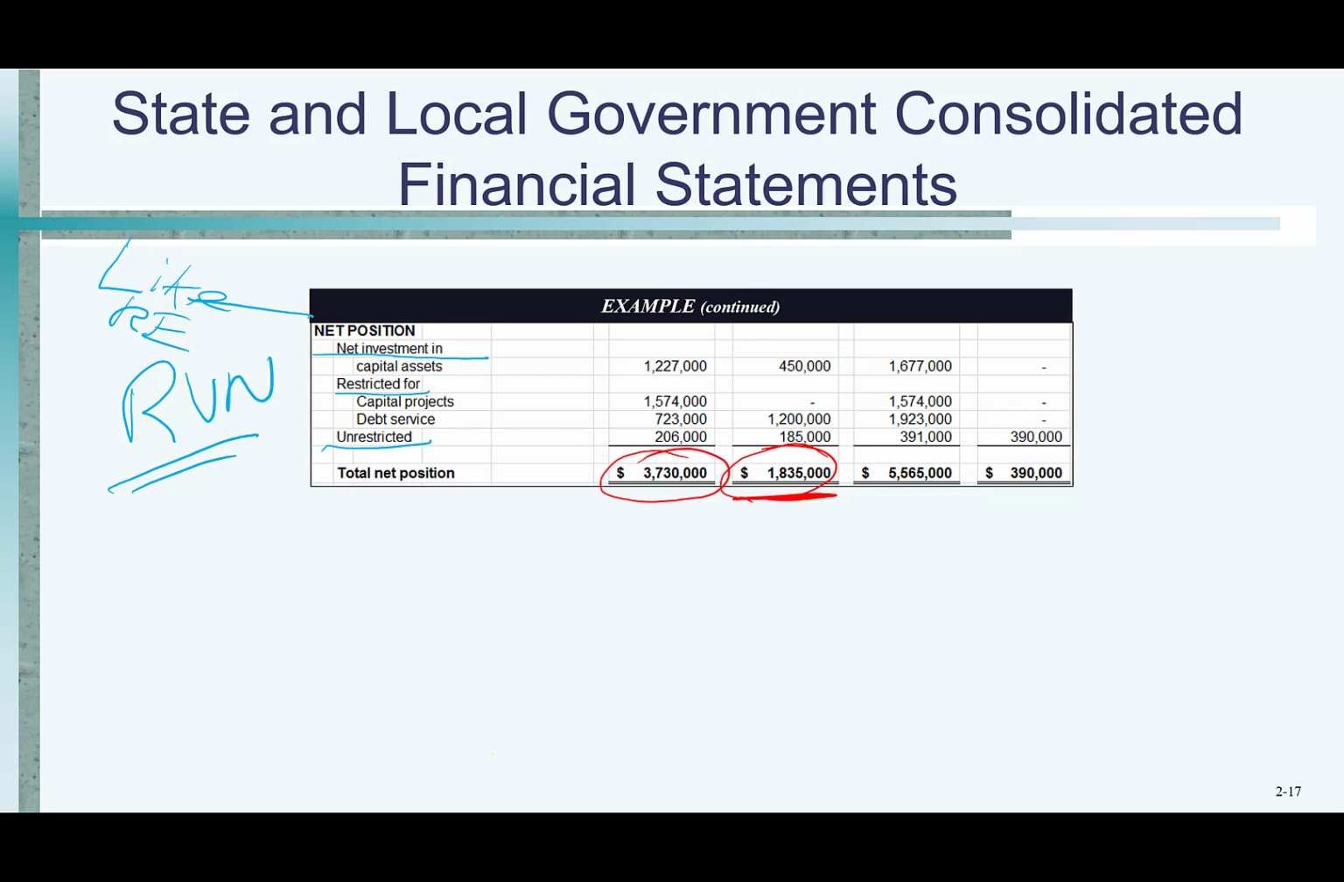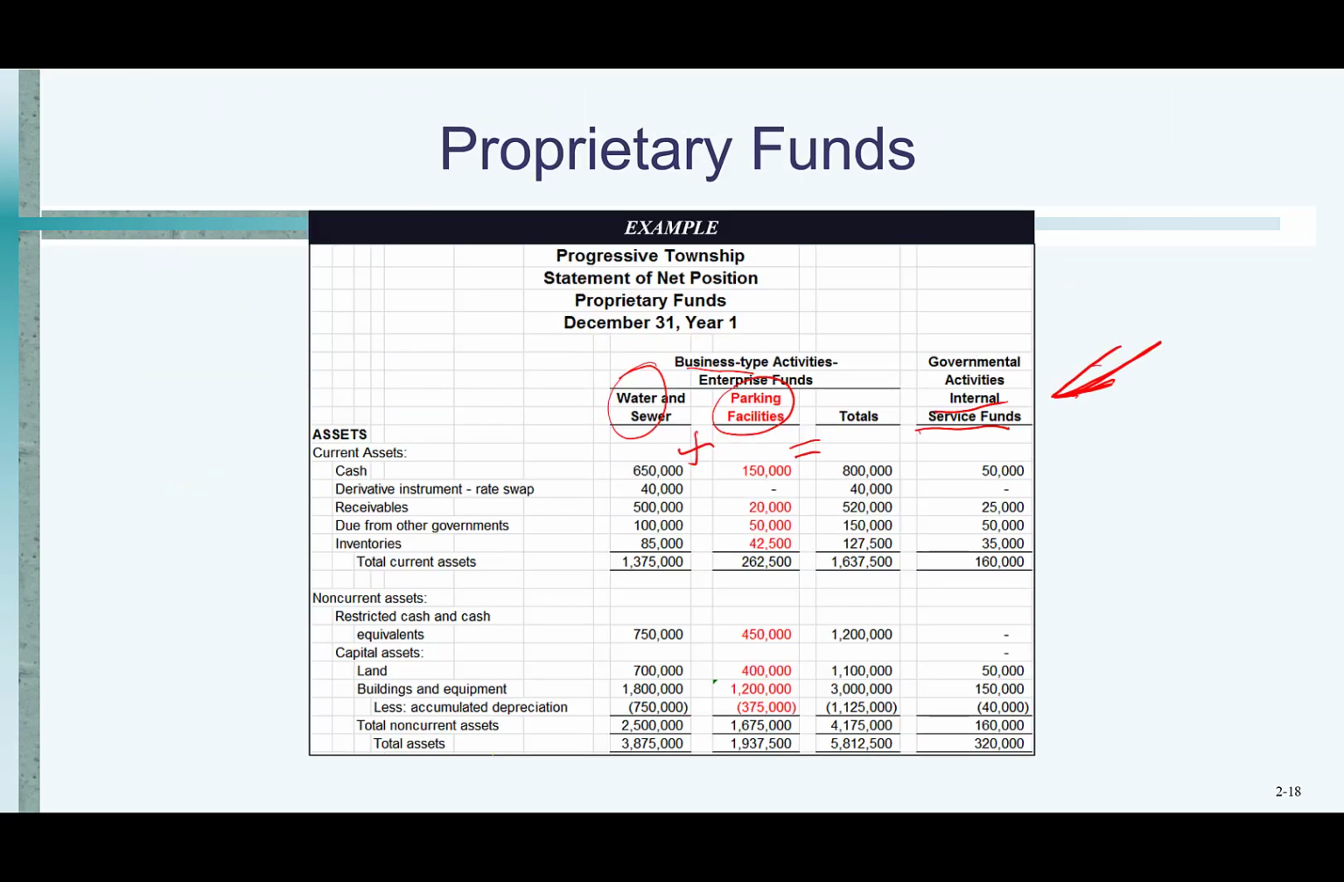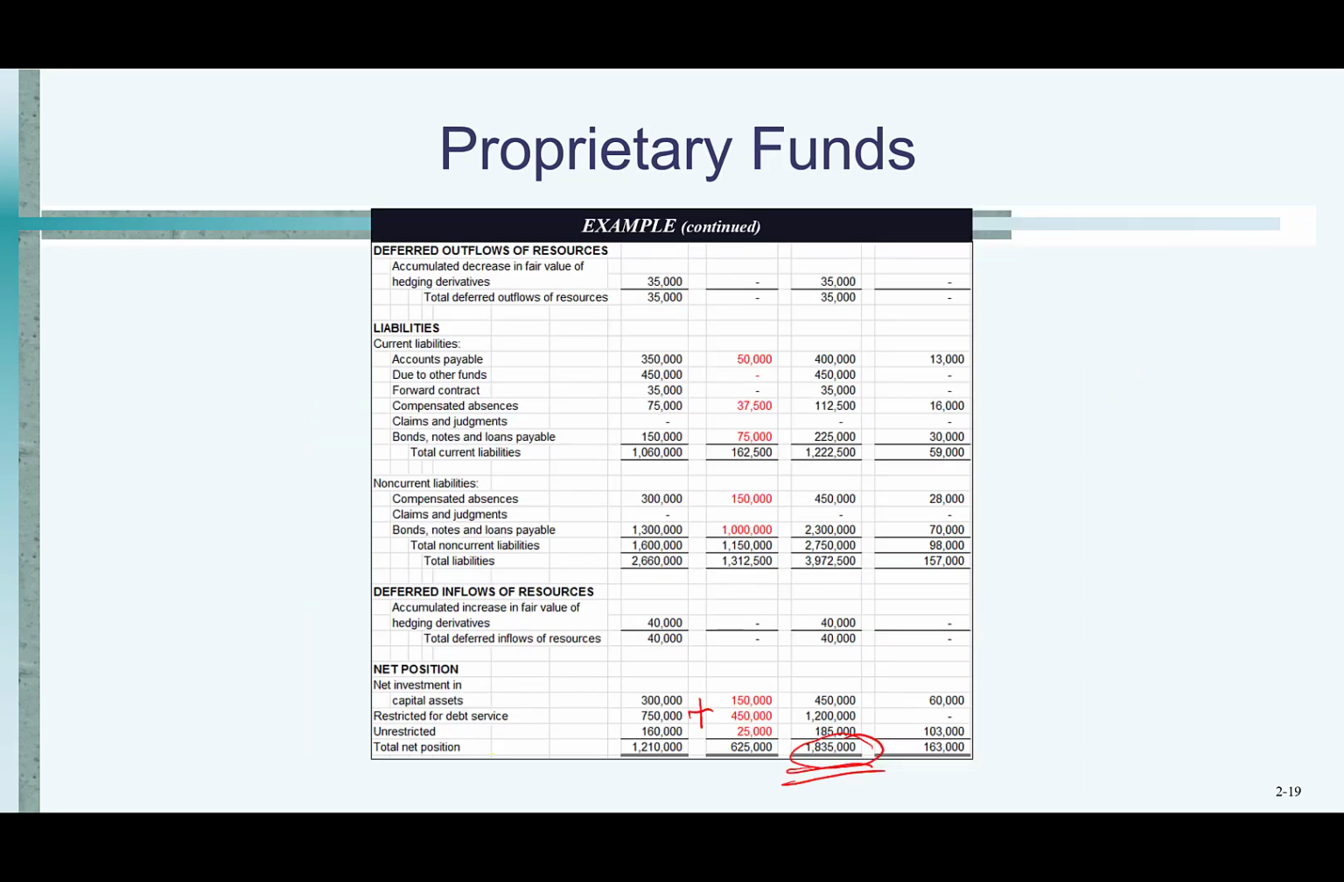1,835,000, right? So what are we going to do? We're going to look down at the fund level, and right here I'm looking at just my proprietary funds, my two enterprise funds, my water and sewer, my parking facility. I don't include the internal service fund here because that's going to be in the governmental activities column, right? But I add these two enterprise funds together, and when I do, I get a total here of 1,835,000. Is that the same number? Okay, so we didn't lie. We take the enterprise funds and we roll them together and we report them at the government-wide level, right?